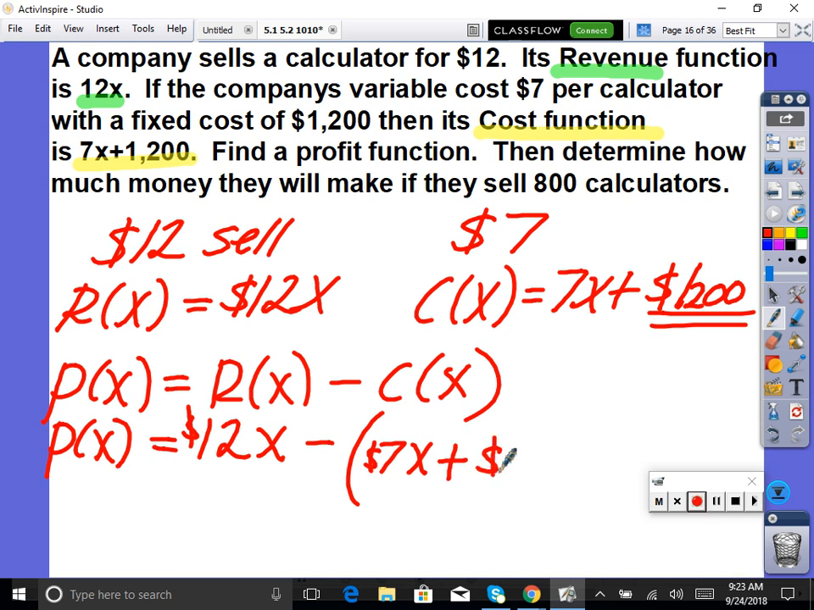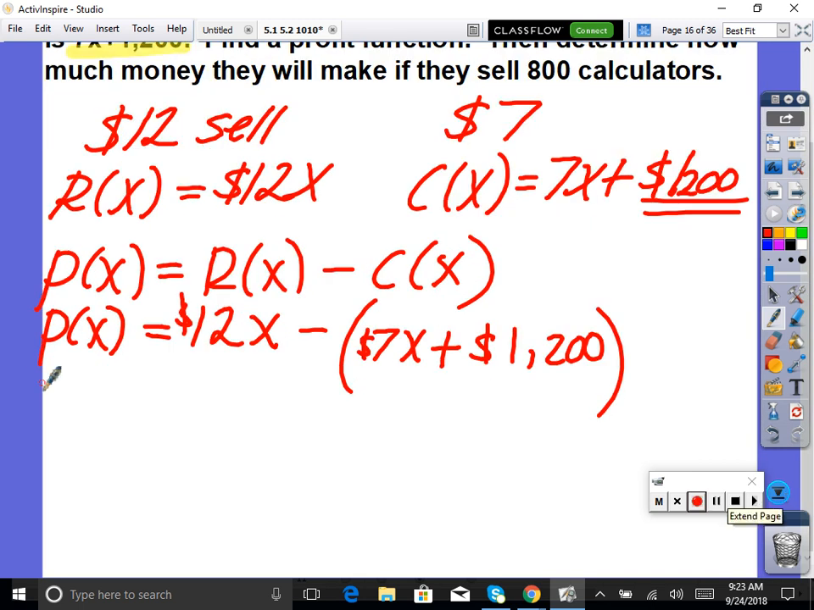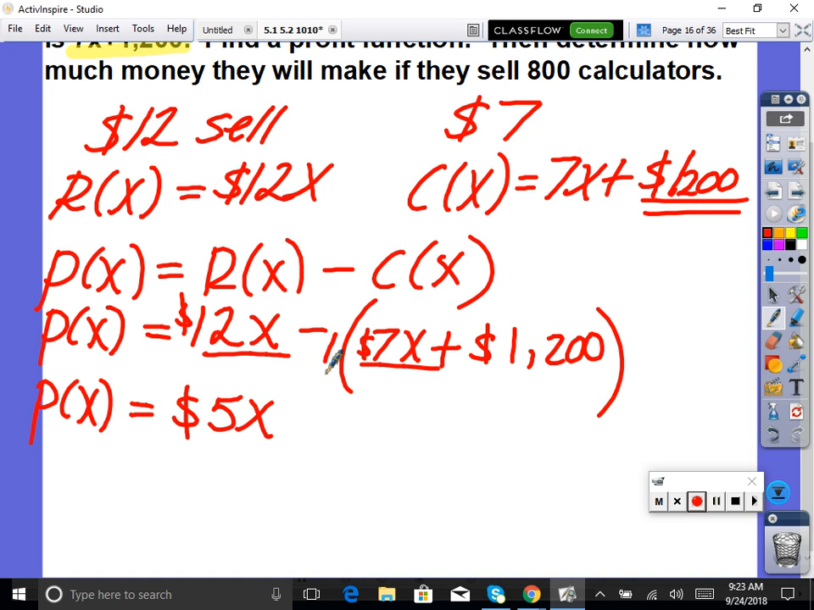plus 1,200. Now we could leave it or we could simplify it. So I'm going to simplify it. I'm going to combine like terms. So P of x is equal to 12x minus 7x, 5x's, and I'm going to take the negative and distribute it there. So it'll be minus $1,200. Everybody see? That would be how much profit I make.